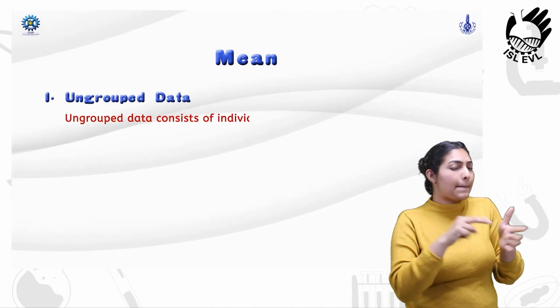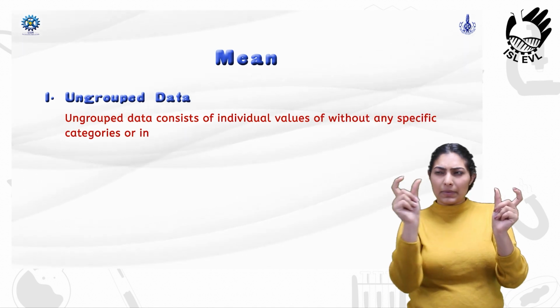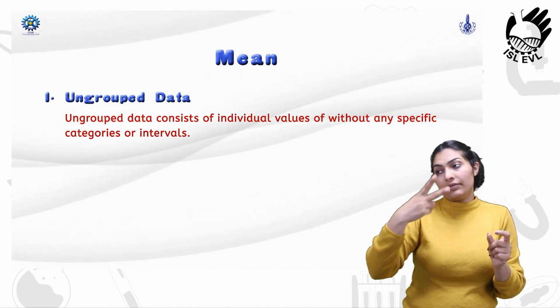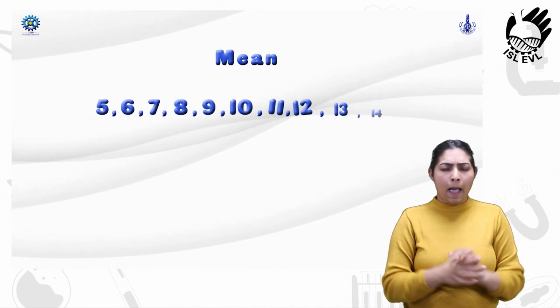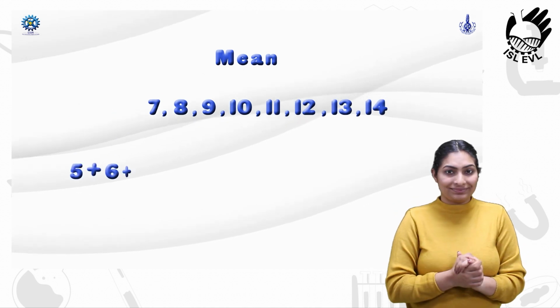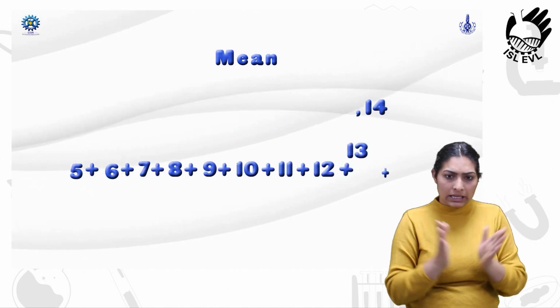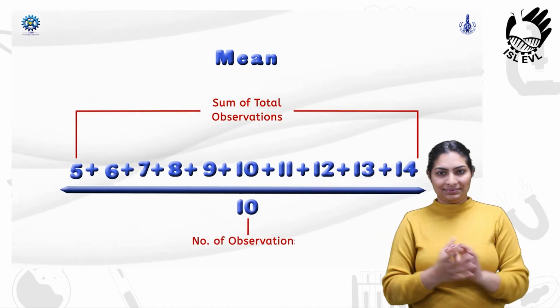Ungrouped data consists of individual values without any specific categories or intervals. To find the mean of ungrouped data, you simply add up all the individual values and then divide by the total number of values.